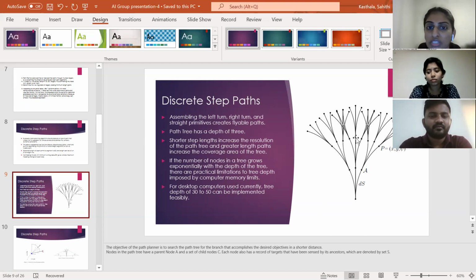The number of nodes in the tree grows exponentially with the depth of the tree, so there is a practical limitation: the tree depth is imposed by computer memory limits. For the desktop computers used currently, a tree depth of 30 to 50 can be implemented feasibly.